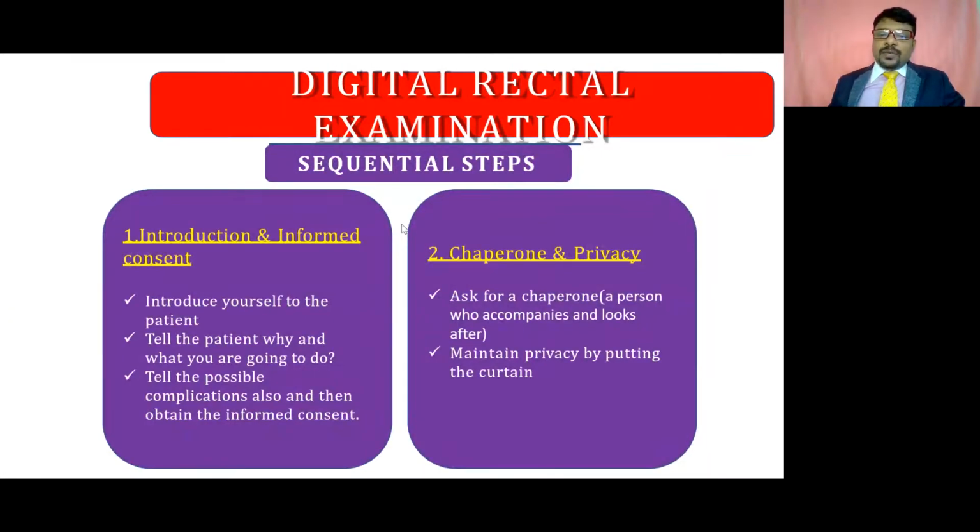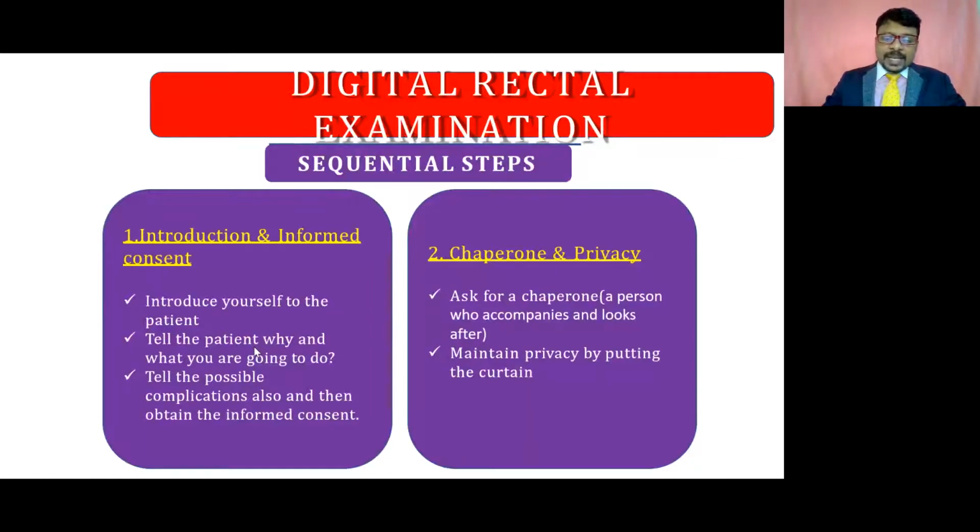So here we have to follow some sequential steps. In the sequential steps, the first one is the introduction and informed consent. Here we have to introduce ourselves to the patient. If the patient comes, we have to introduce ourselves and also tell the patient why and what we are going to do. That means we have to inform clearly what we are going to do, like an assessment plan.